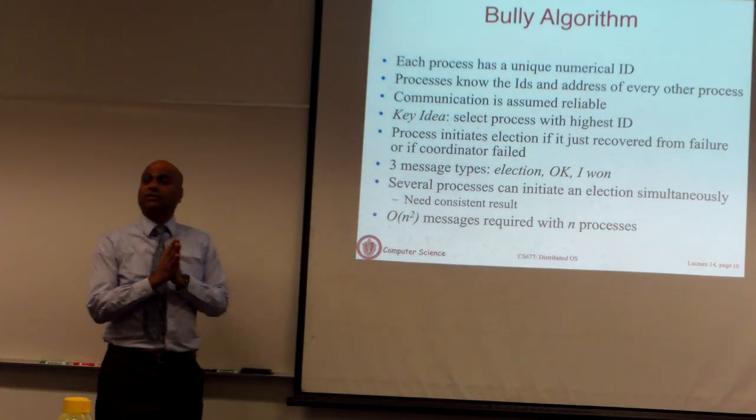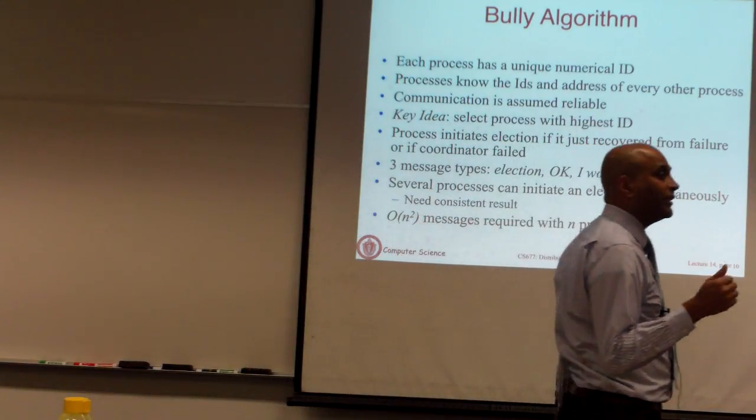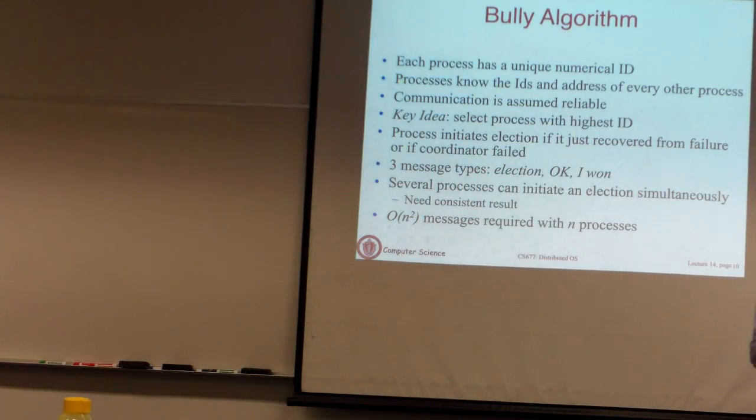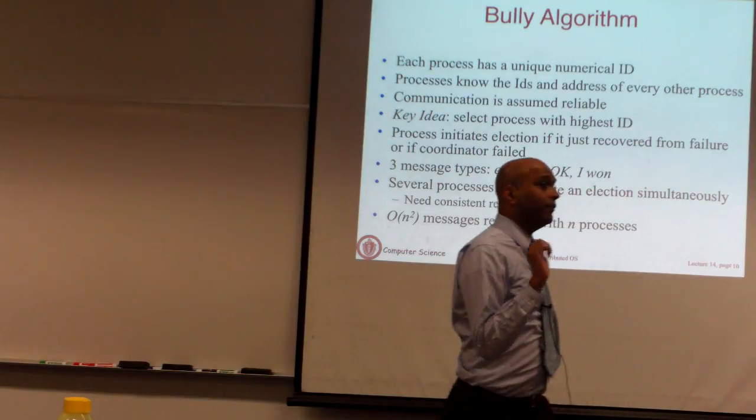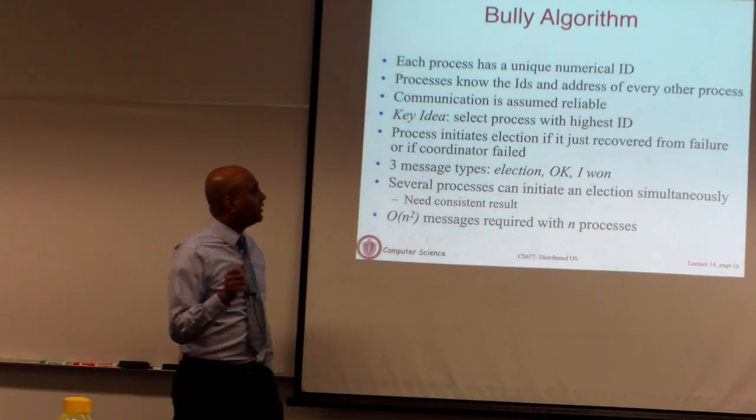Okay, so any process in the system can initiate the election algorithm. If you see that the current process has failed, any process can say, let's elect a new leader. I don't see the process that's the leader responding. And then we still want to make sure we actually elect the one with the highest ID.